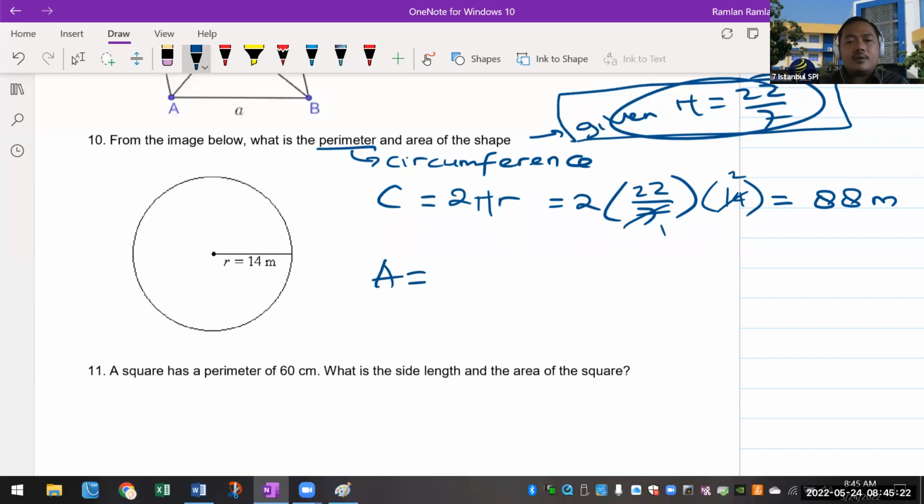The last one is the area, right? So the area of a circle, the formula is pi r square. Remember that the one that's being squared is only the r. So I can write this down again. If it's given in the question that pi is 22 over 7, just write down 22 over 7 here, and then multiply that with 14 square. Remember that every time you substitute a variable with a value, you use brackets, right? So you can just go to the calculator and calculate it.